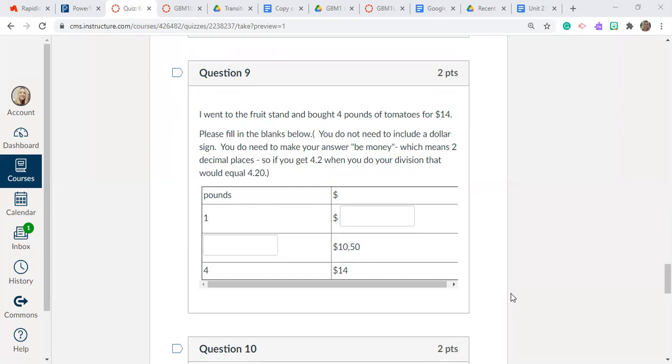Okay, so we want to know how much for 1 pound of tomatoes. And then we want to know how many pounds of tomatoes would cost $10.50. Remember to use what you know to figure out what you don't know. Pause and do the work.